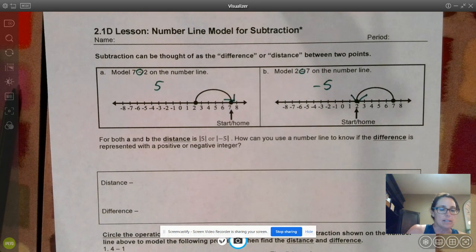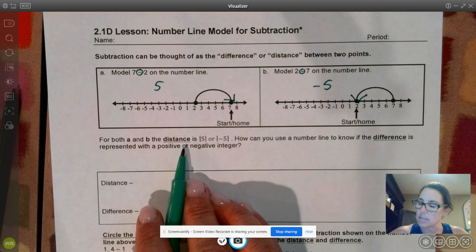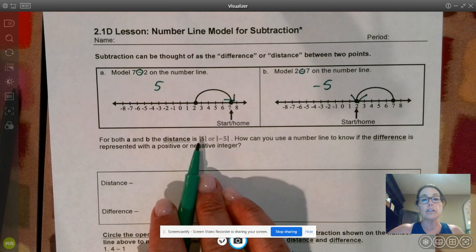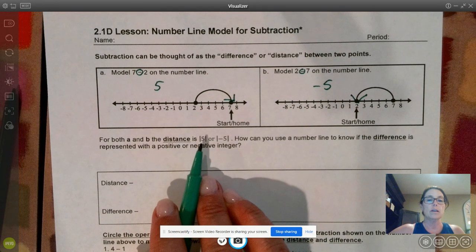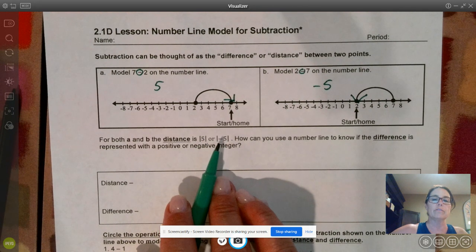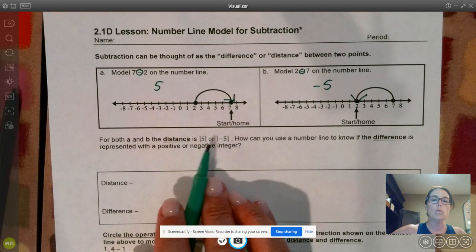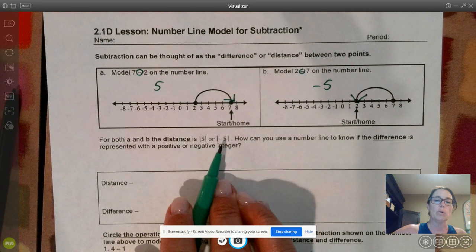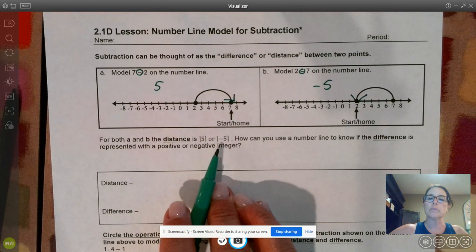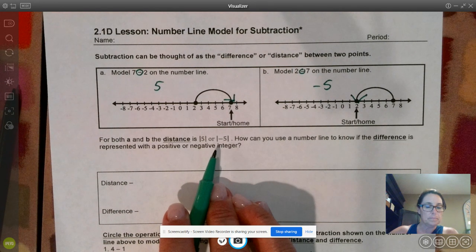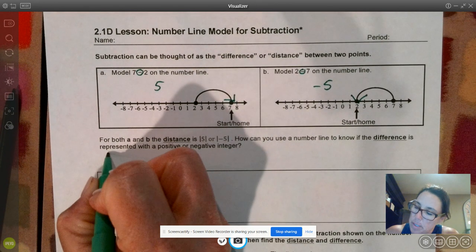Okay, all right, so for both A and B, the distance, you should have had absolute value in your 6th grade class. Okay, the absolute value of 5 or the absolute value of negative 5, these are both equal to 5. Those are both equal to 5. Okay, and it says, how can you use a number line to know if the difference is represented with a positive or negative integer?